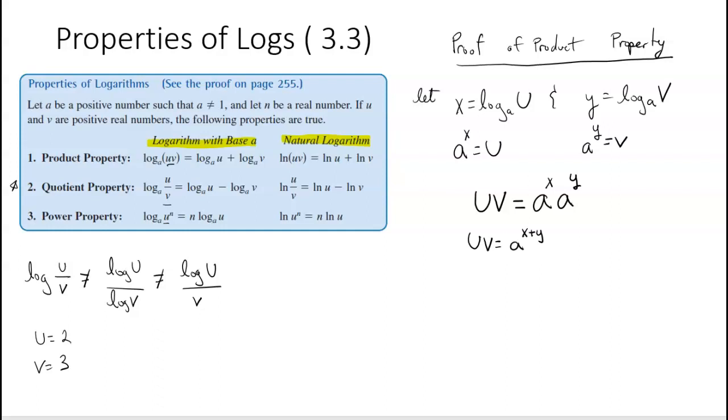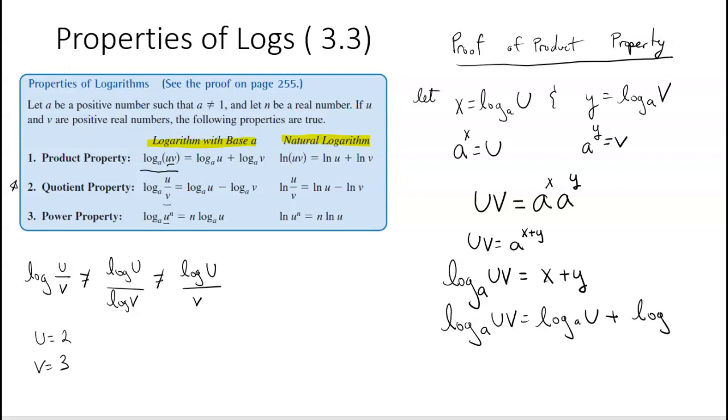So what I'm going to do is rewrite this using logs one more time. So log base a of uv, and this becomes x plus y. Now this is starting to look like this guy over here. Now what did we say x was and what did we say y was? Well, now notice log base a of uv is equal to, I'll replace x with log base a of u, and I get to replace the y now with log base a of v.